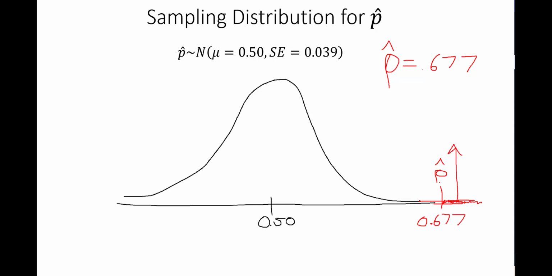Well, we're looking for an area. We're given a number. That means we want to use normal CDF. We start shading at 0.677. And we theoretically stop shading at some large positive number. And then we need to enter in its mean and its standard deviation.